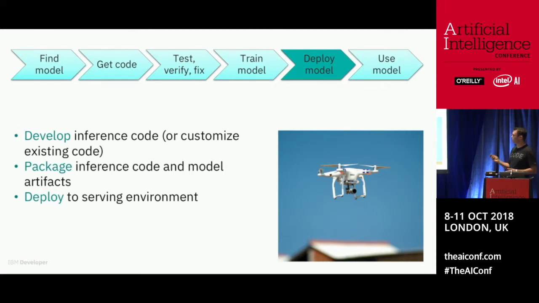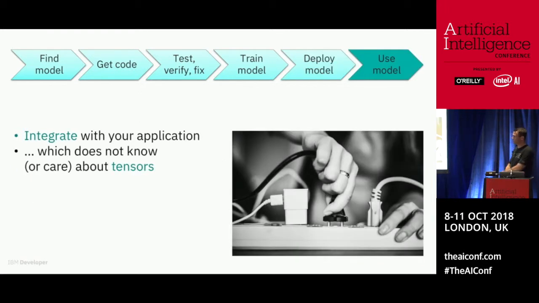But once you've done all of these steps, you then need to use the model. So this is about consumption. You need to integrate it with your application. Now, the application doesn't know about tensors, right? It doesn't care about TensorFlow or Caffe or PyTorch or Kubernetes or whatever mechanism you're using to train and deploy. It doesn't really know anything except what is the raw data that the application is dealing with and what is the outcome that it wants, right?